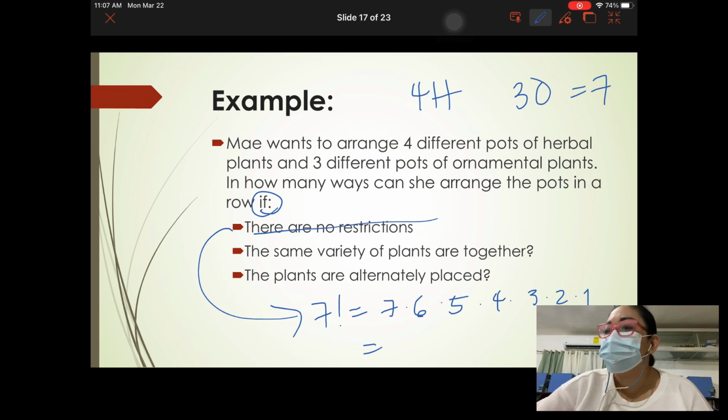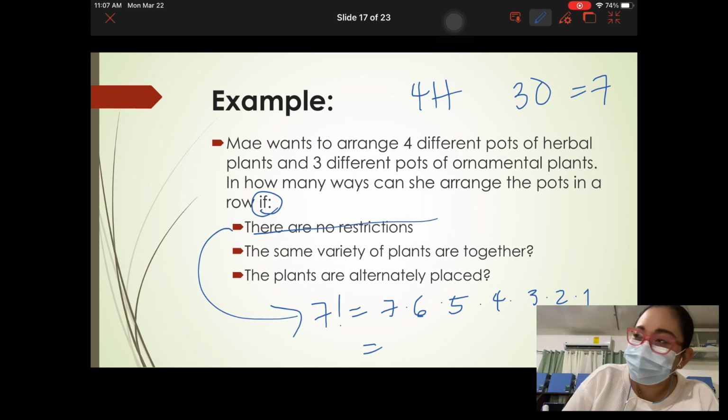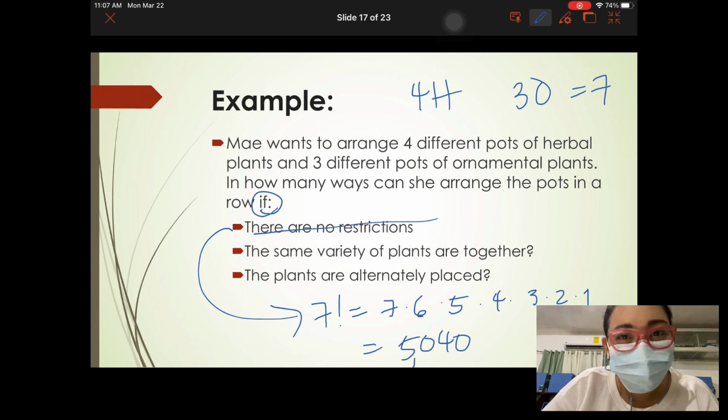Siyempre, ano? Gagamit tayo ng calculator dahil mahirap. Nalaki-laki ng value na to. So, that's 42 times 120. Okay. Hey! You have 5,040 ways of rearranging your 7 plants.